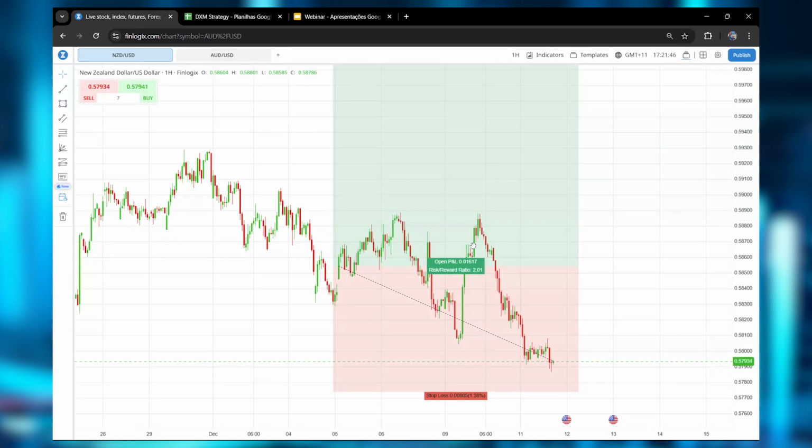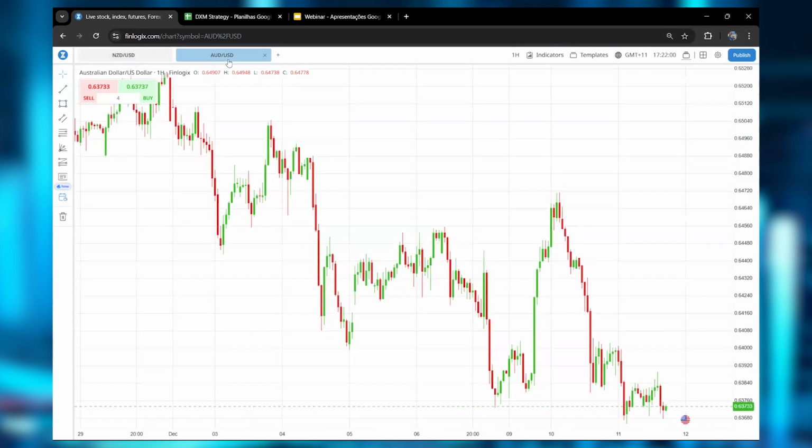So basically what we're going to do is minimize our risk as a manager trading. We're managing the trade, and we're going to take a loss for this trade. So we're going to close this trade in a loss. But before, let's have a look at Aussie dollar.